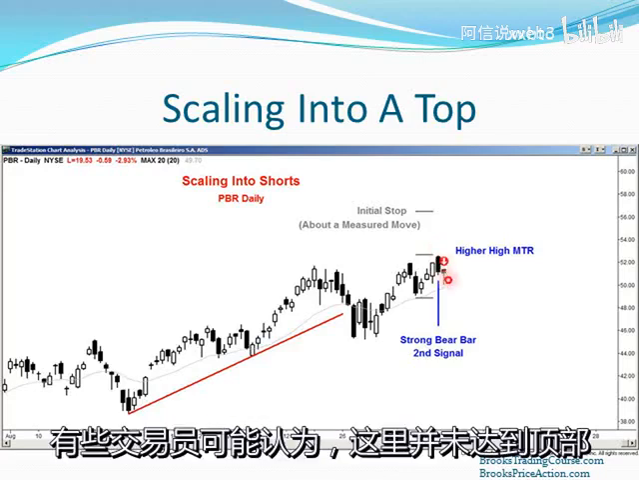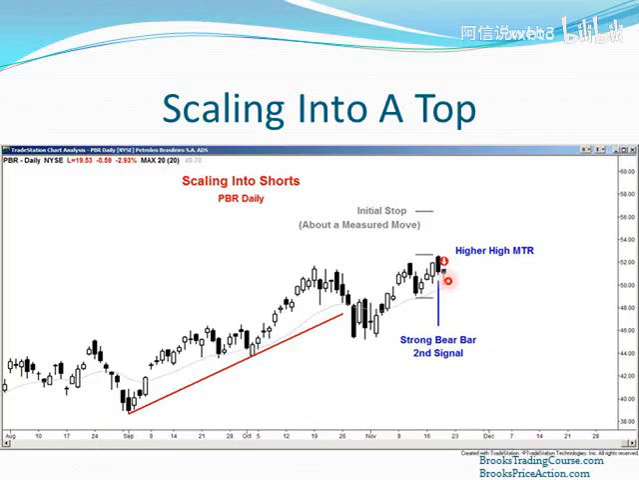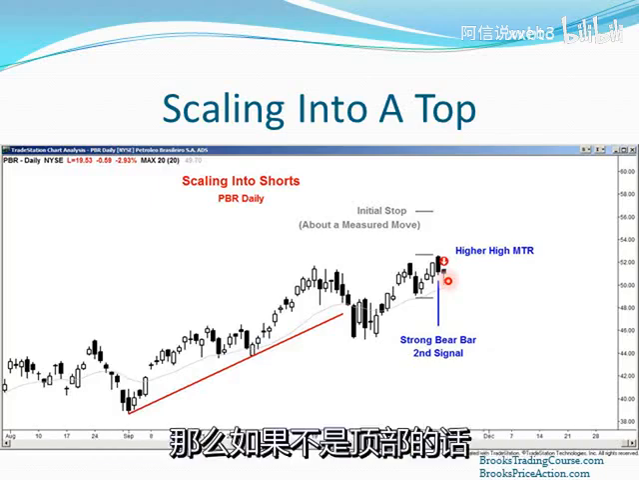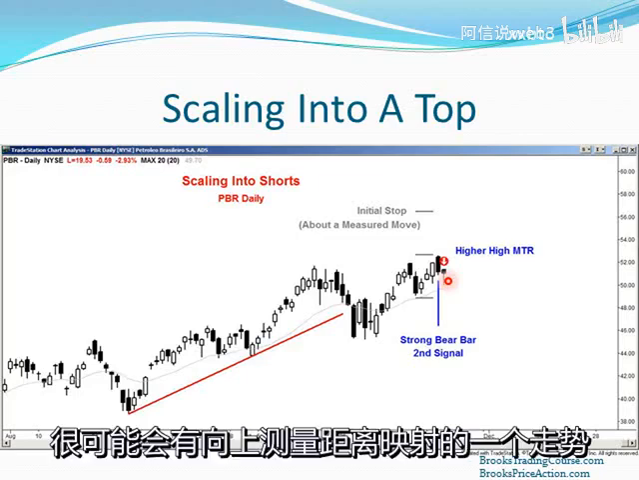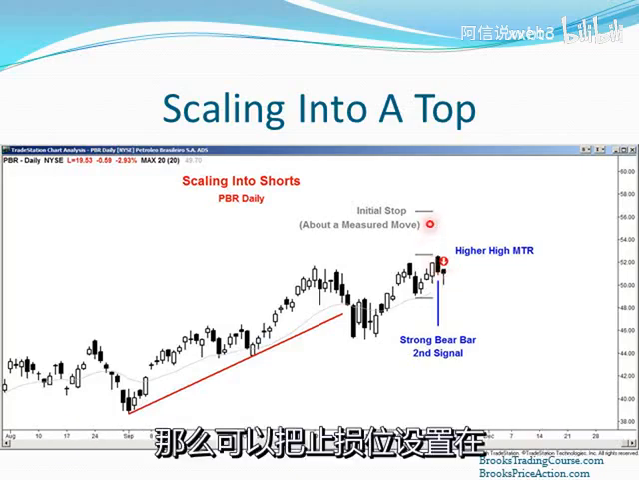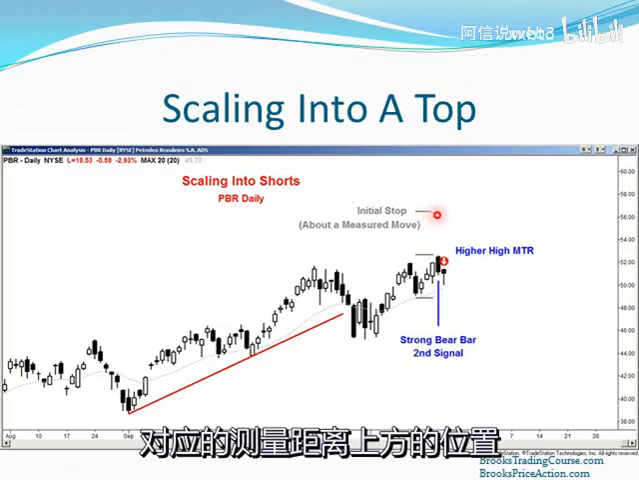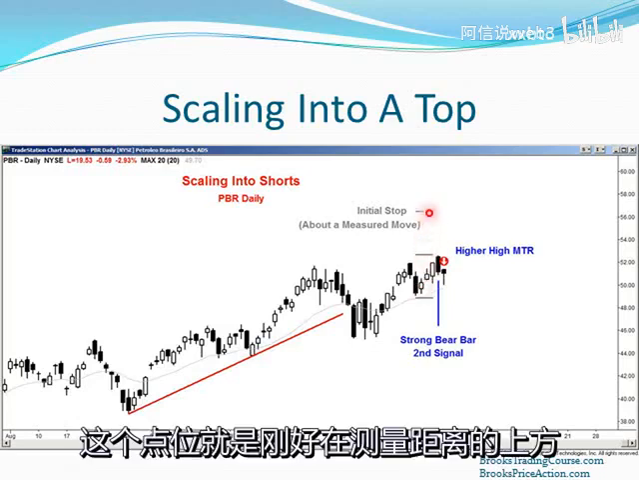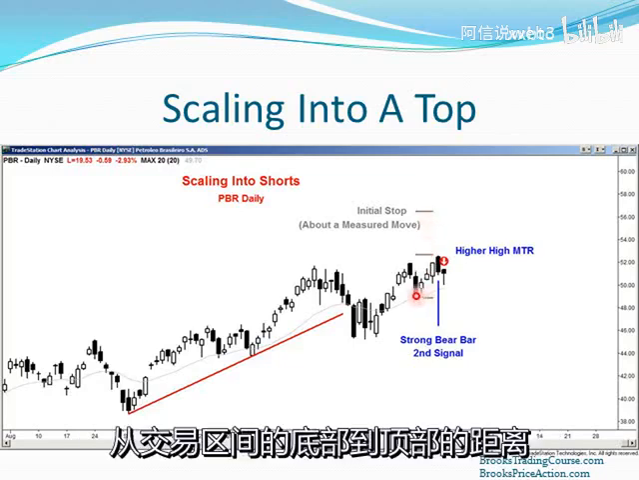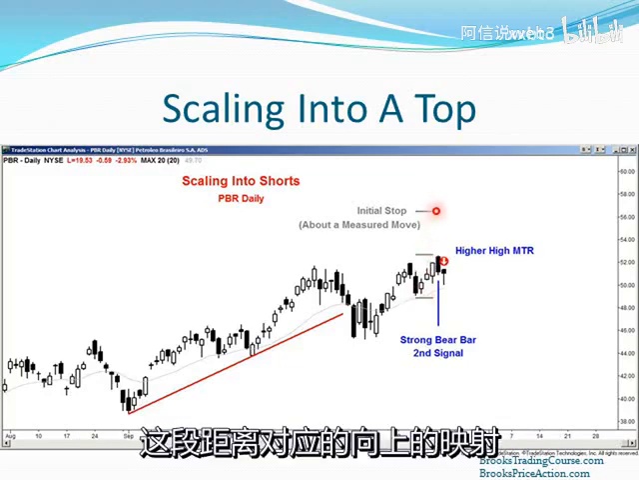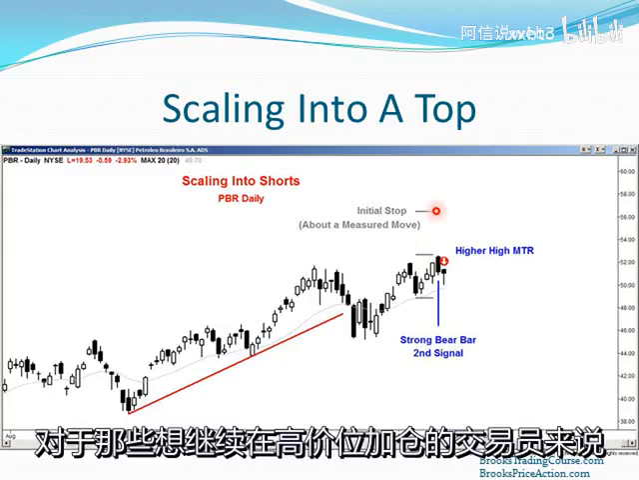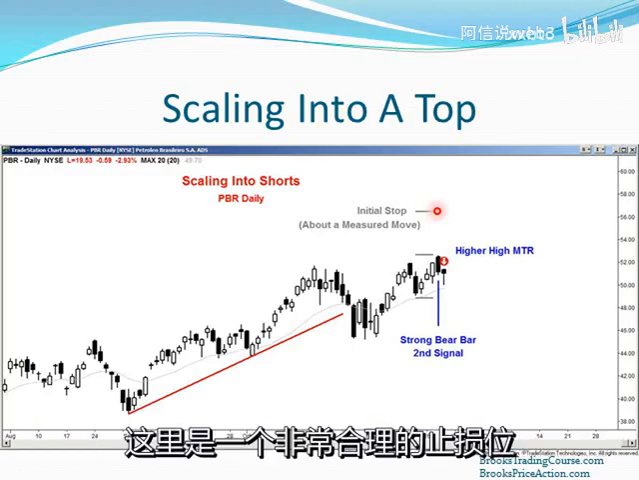Other traders will say, well, I'm not convinced that this is the top. If it's not the top, it's pretty close. However, if it's not the top and if the trend is going to continue, it probably will continue for at least a measured move up. So let me place my stop around a measured move up. So this would be slightly above a measured move up, above the top of the trading range. Here's a measured move up. So this would be a reasonable location for a protective stop for a trader who's looking to scale in higher.